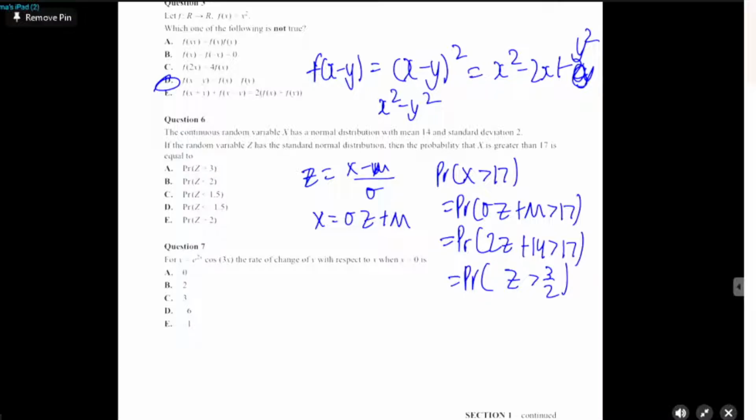And because the normal distribution is symmetrical, you know that if we have the graph, if 3 on 2 is here, this is the same as this, which is negative 3 on 2. So this is the same as probability z is less than negative 3 on 2. So that's why it's D.